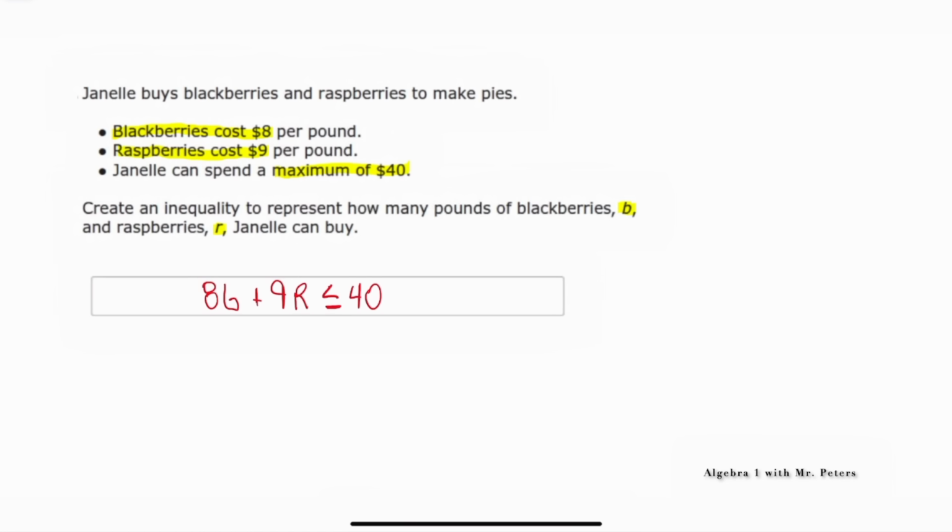So this is why it's an inequality and not an equal sign. If it said Janelle can spend $40, meaning it's equal to 40, then we would have an equal sign. But because of that maximum, this is why it's an inequality for this problem.